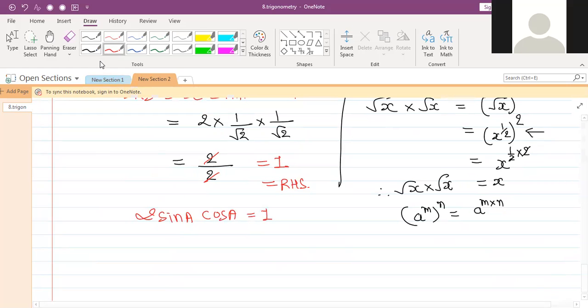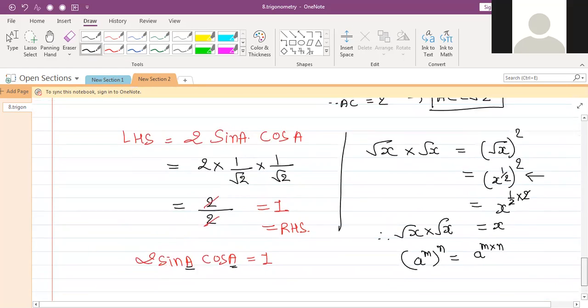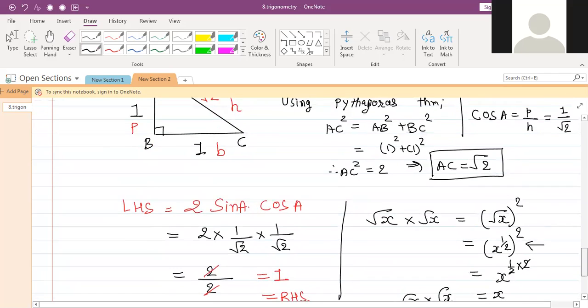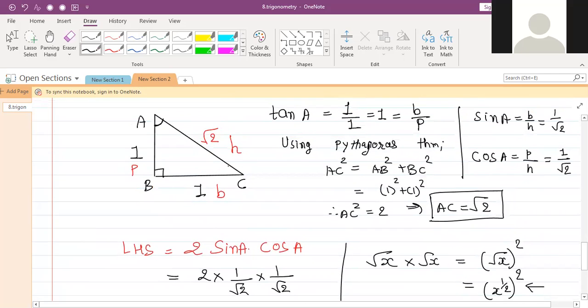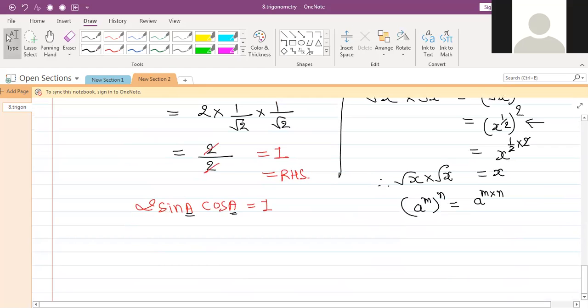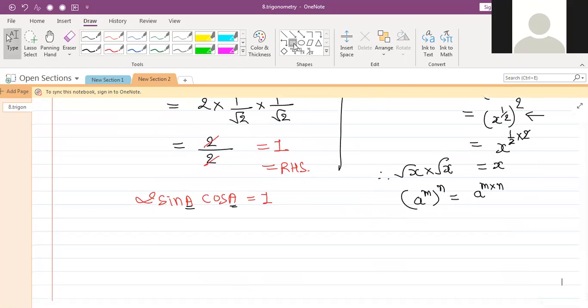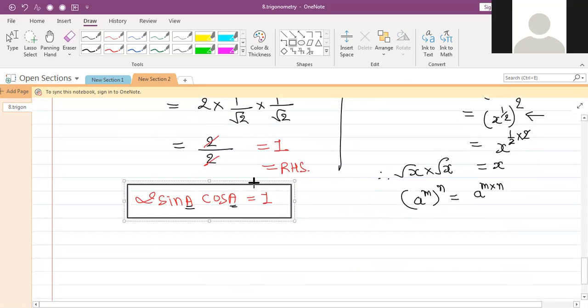Here the only important thing is that the angles are the same. Suppose here we take 2 sine C cos C. For this angle, if we check, that is also true. The only thing is that both angles are similar. So this result is true for this one. Next question.